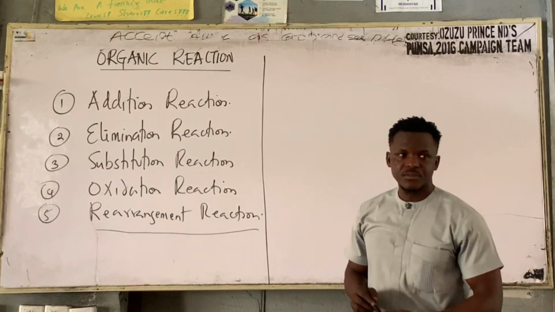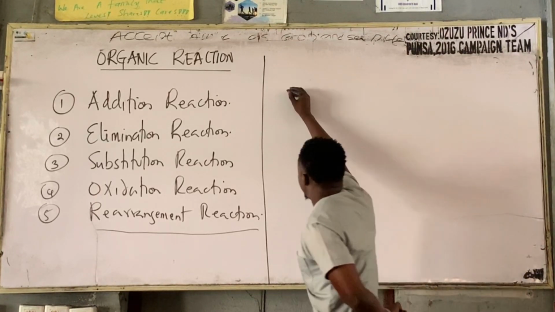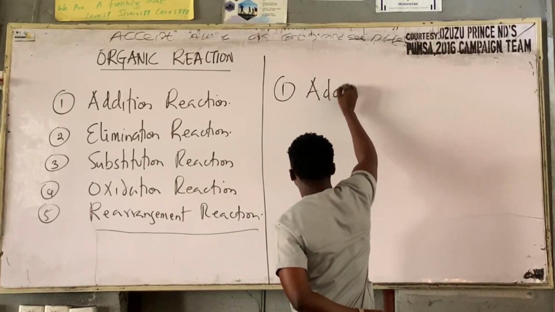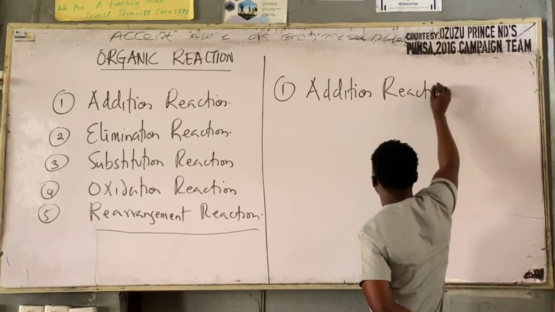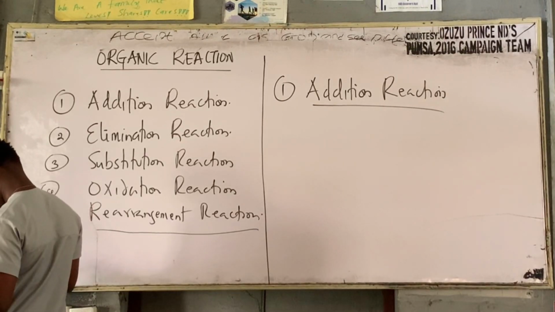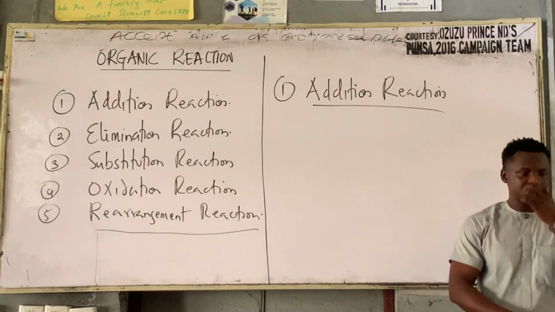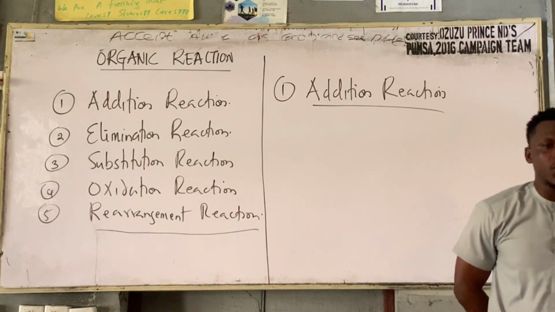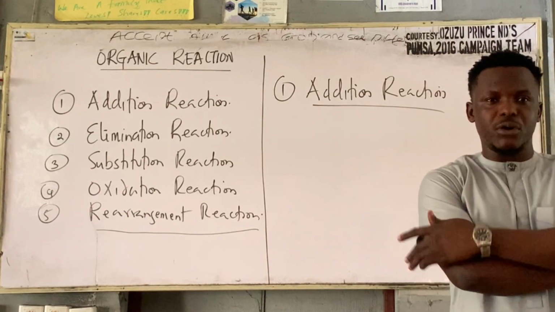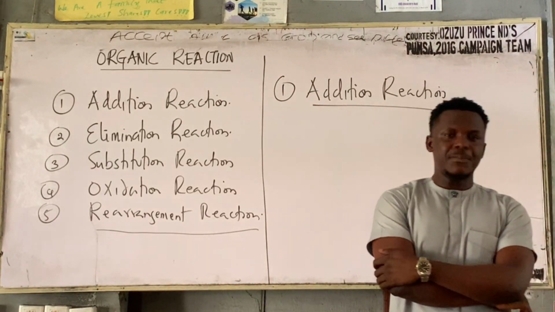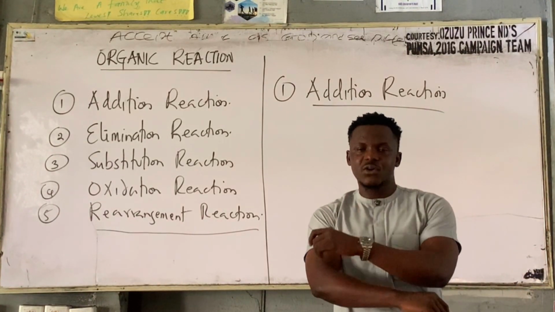I'm not going to start defining everything. Let's take one after the other. Addition reaction is a type of reaction in which atoms or group of atoms are added across a multiple bond.